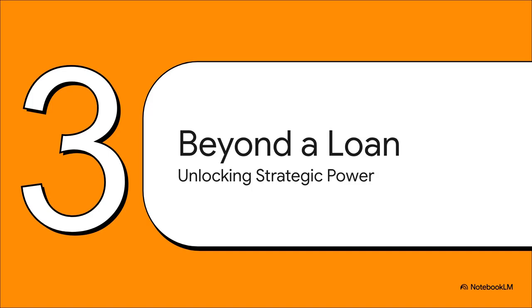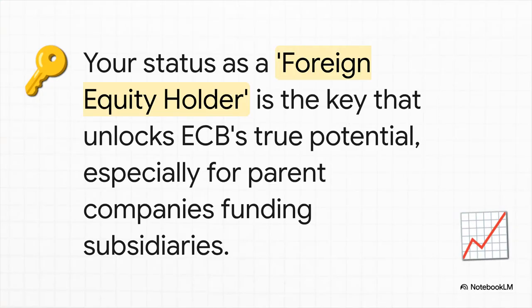Okay, so after all that talk about rules and regulations and risks, let's get to the most powerful part of this whole explainer. Because if you do this right, an ECB is so much more than just a loan. It's about unlocking its true strategic potential. And the key, the magic key that unlocks all this potential is your status as a foreign equity holder. Now, this special status applies when the overseas lender is also a shareholder in the Indian company, like a parent company lending money to its own Indian subsidiary. This one single fact changes the entire game.